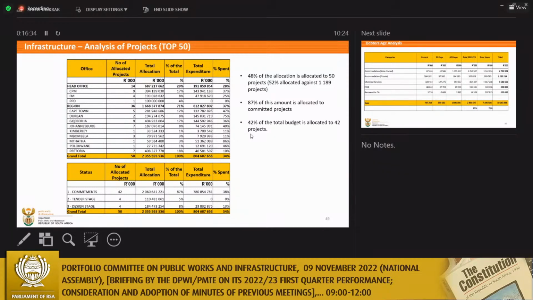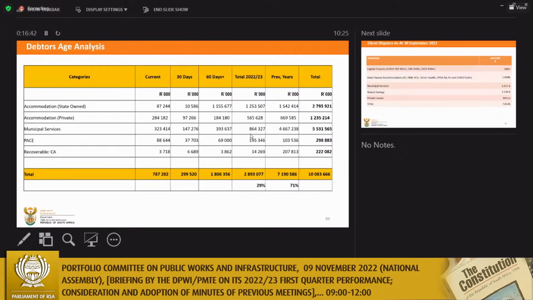Chair, I think I will end there, because the data and information that is there was for the second quarter. So I'm not going into details on those figures, because they are not relevant for the first quarter. Thank you, Chairperson.